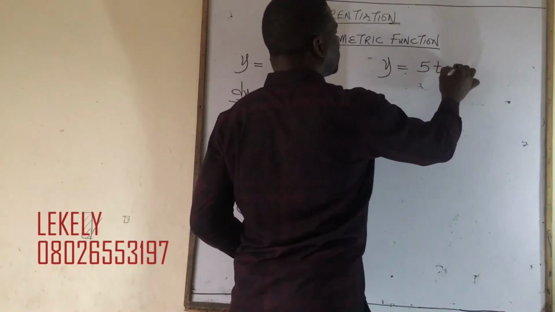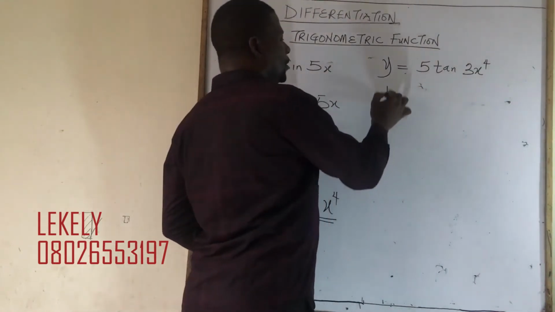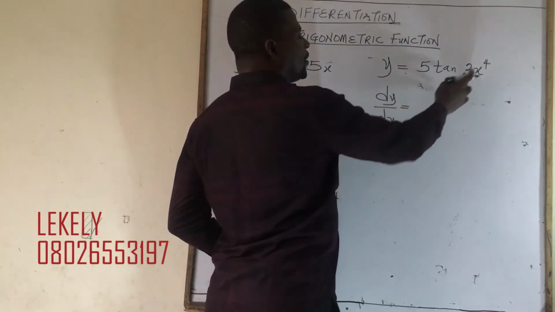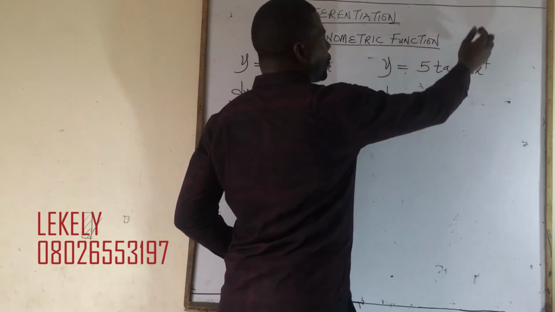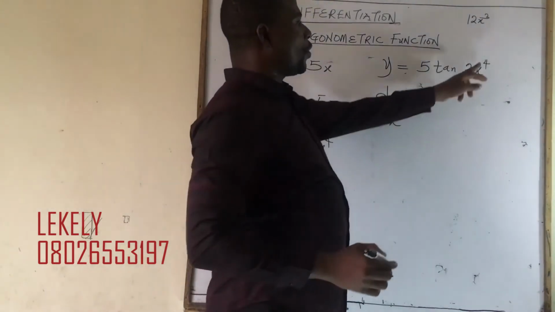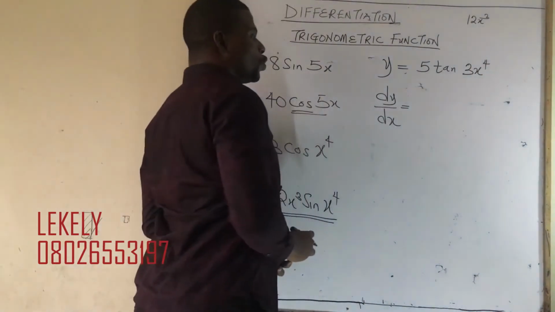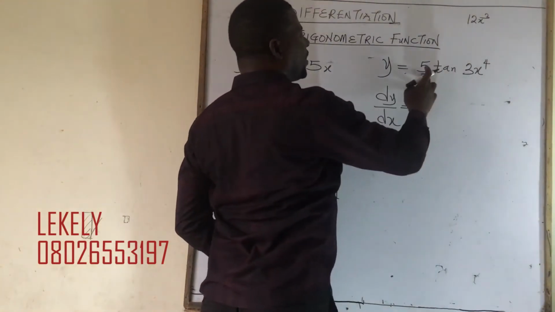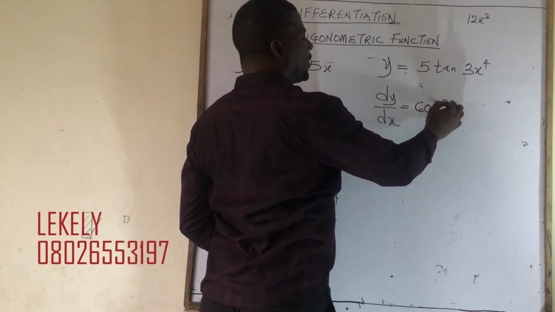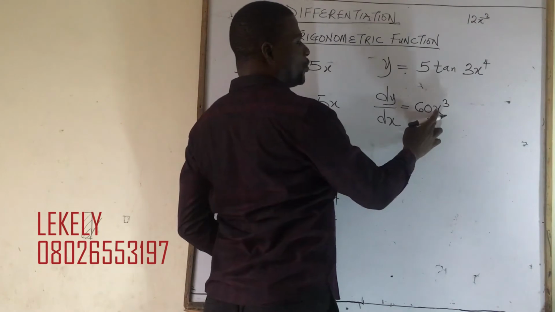5 times tan 3x raised to power 4. Now to differentiate this, dy dx, I'm going to have differentiate 3x raised to power 4. You know that will give you 12x raised to power 3. How? Because 4 times 3 is 12. If you minus 1 from the 4, you will have 3. So then this 12x raised to power 3, multiply it with 5. So that will be 60x raised to power 3. That is 12 times 5 is 60. Then the x raised to power 3, put it there.